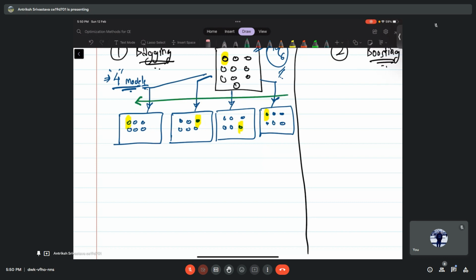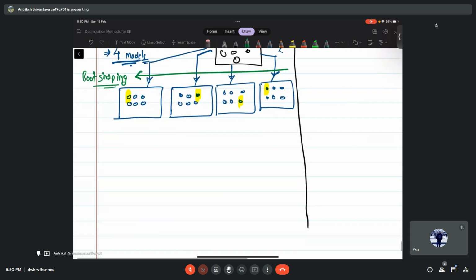Pardon me if the spelling is wrong. So this is the bootstrapping that sir was discussing in the session. You can train it for regression or for classification. Whatever output you get from these models is going to be the average or the majority of the outputs. For regression, it is the average output of all the models, and for classification, it is the majority.